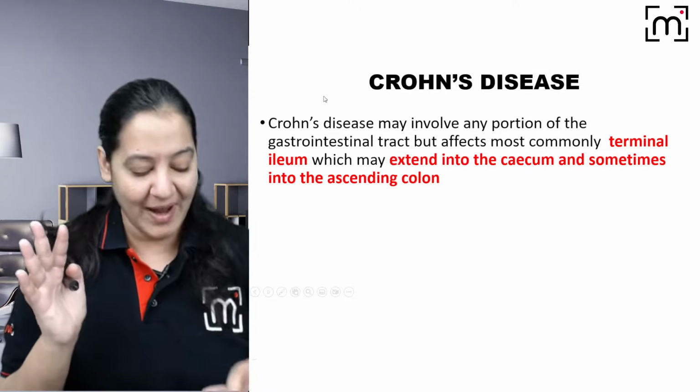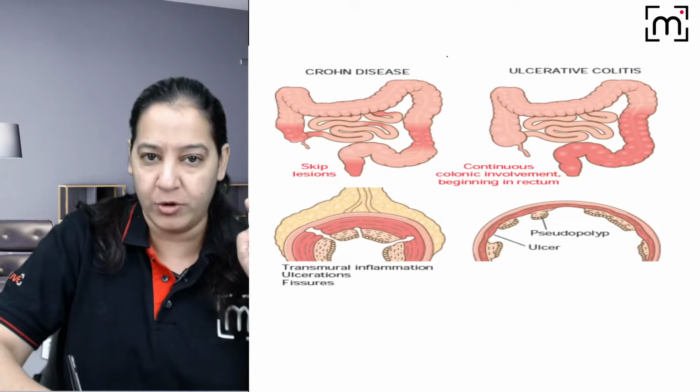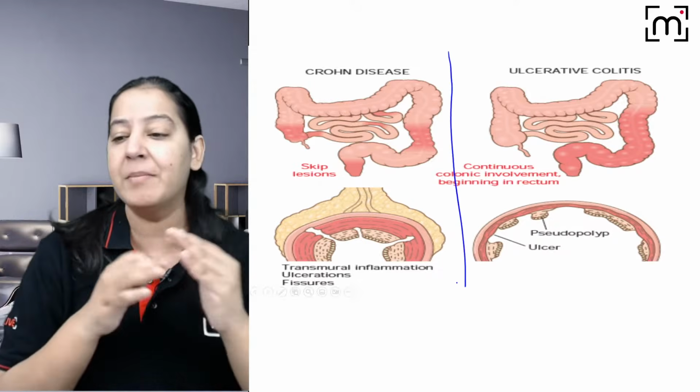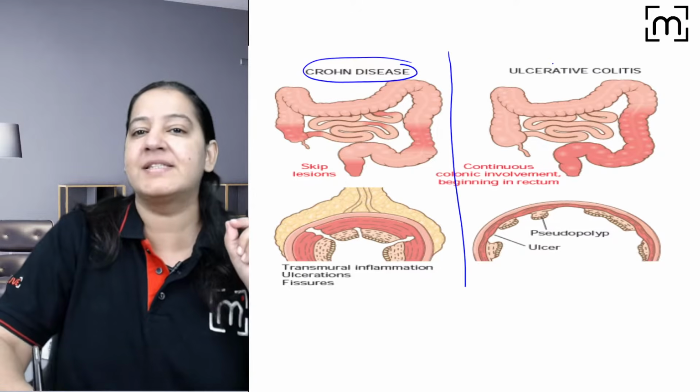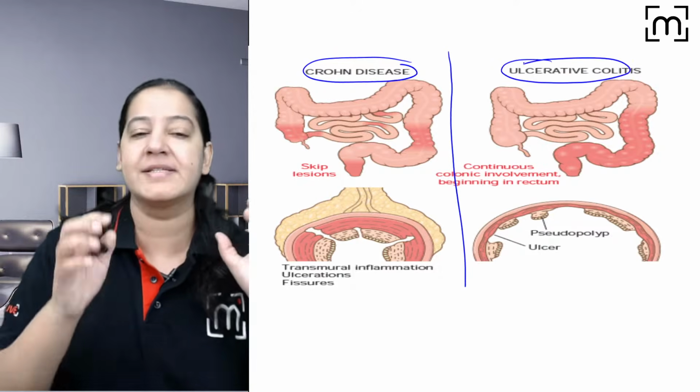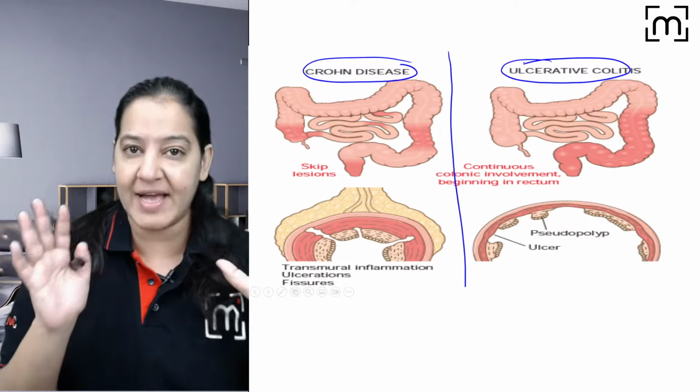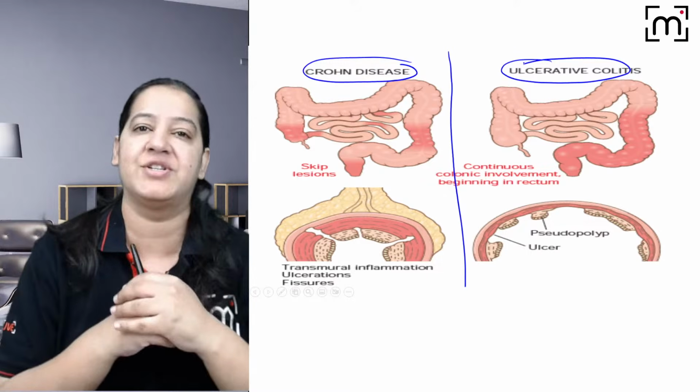So, Crohn's disease. In this diagram you can see both. I guess you all can see this diagram. You have to understand this diagram. This side you can see Crohn's disease. This side you can see ulcerative colitis. In both diagrams you can see the small as well as the large intestine.